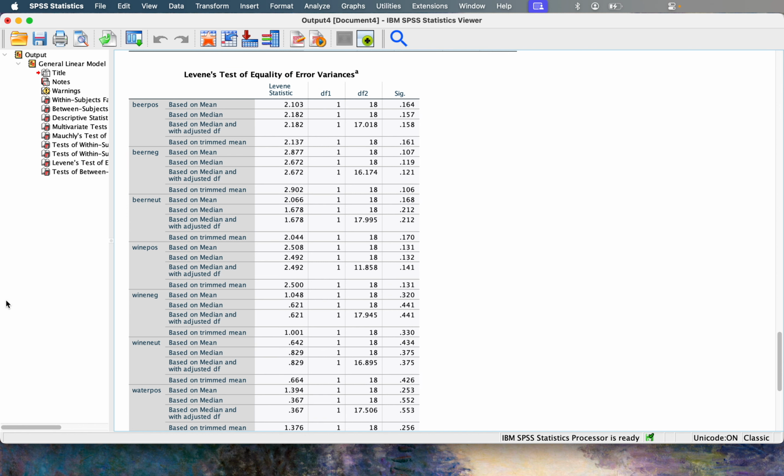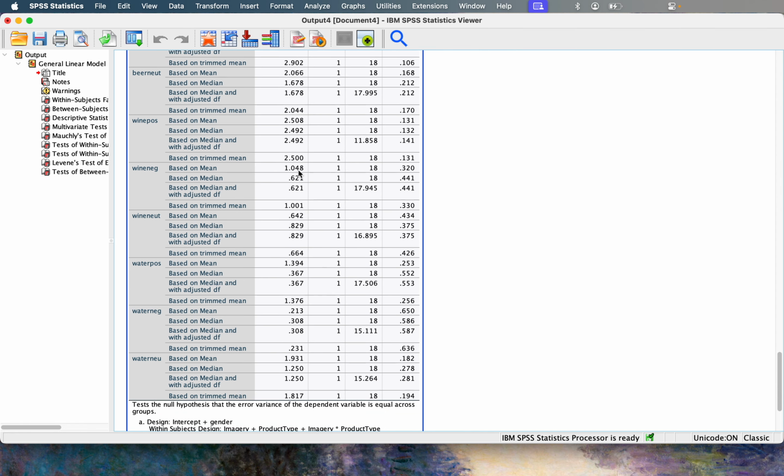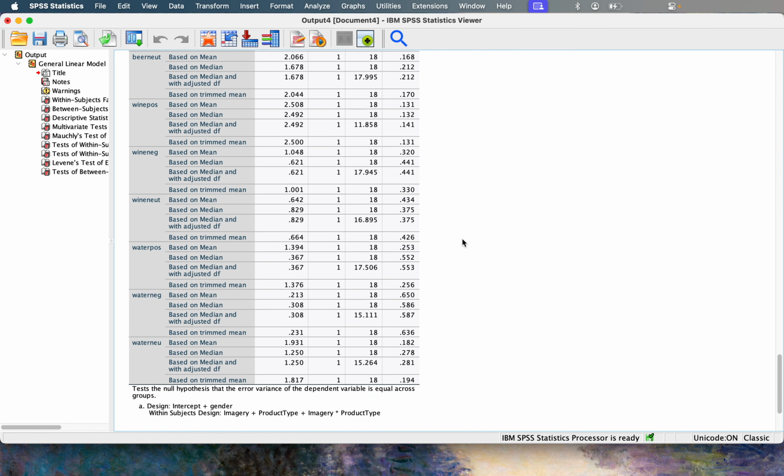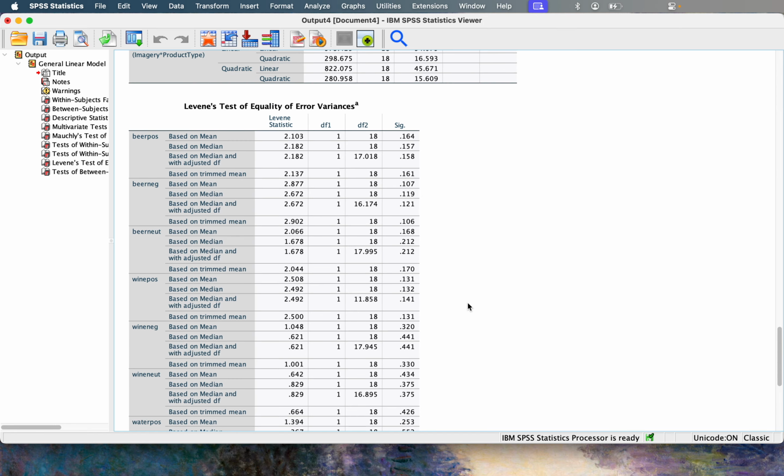So here we are for all these variables: beer positive, beer negative, wine positive, wine negative, etc. Levene's test is indicating on all of these no significant violations of the assumption of equal error variances. Basically, what this is saying is the variances across groups are approximately equal, and so we can trust the ANOVA results and they're reliable. So we don't need any further adjustments.